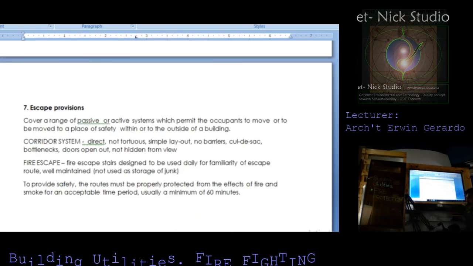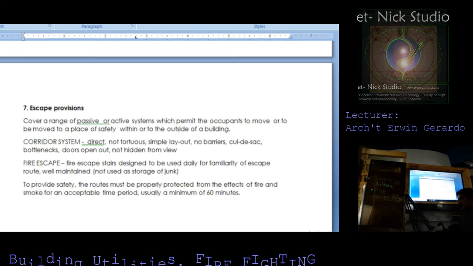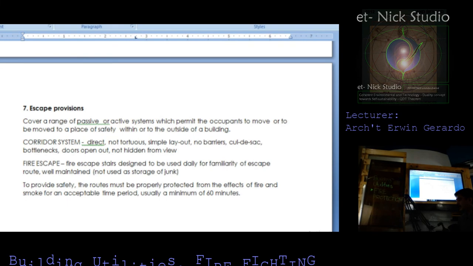Escape provision. This covers a range of passive or active systems which permit the occupants to move down from places to safety within or to the outside of the building. The corridor system: direct, not tortuous. It must be a simple layout. There must be no barriers, no hindrance. No cul-de-sac. It must not be a bottleneck.